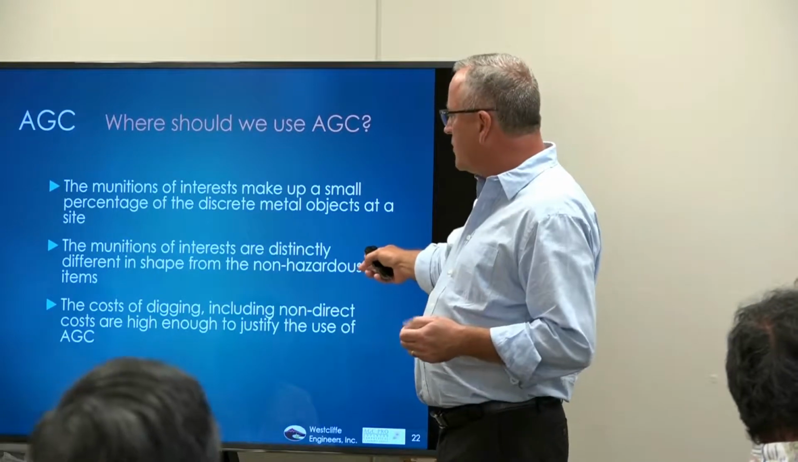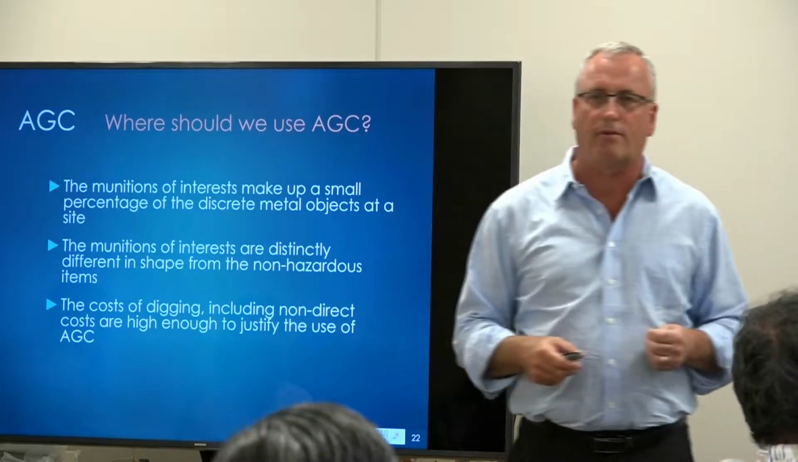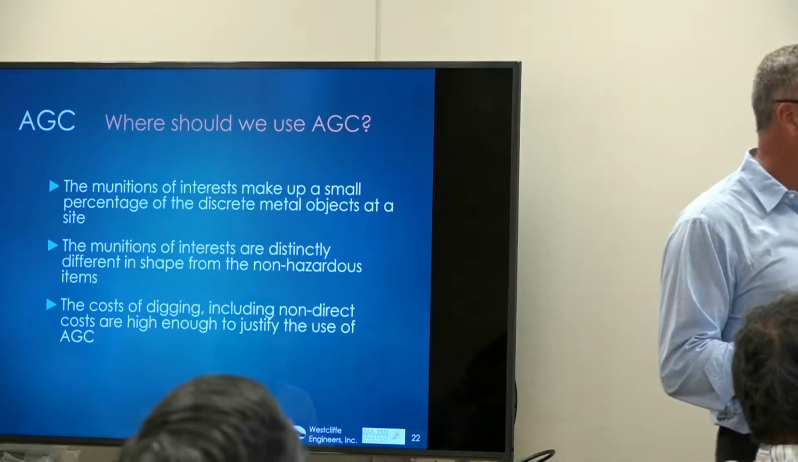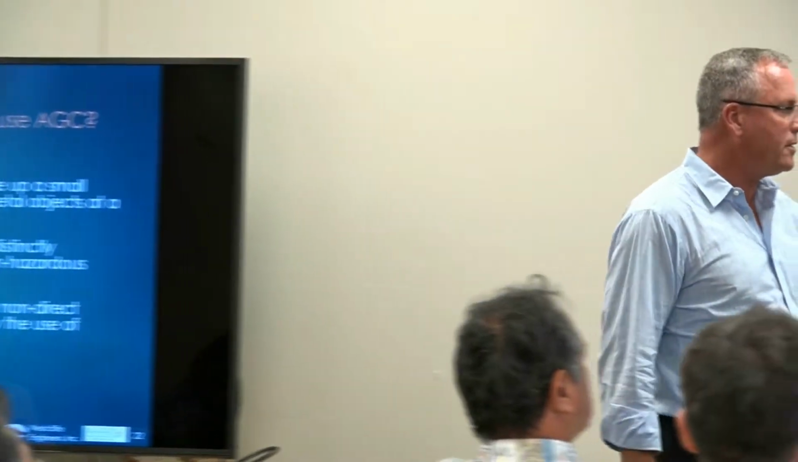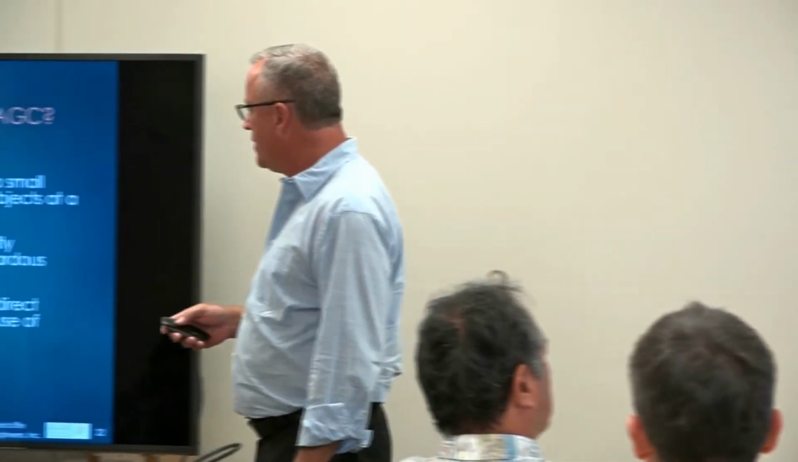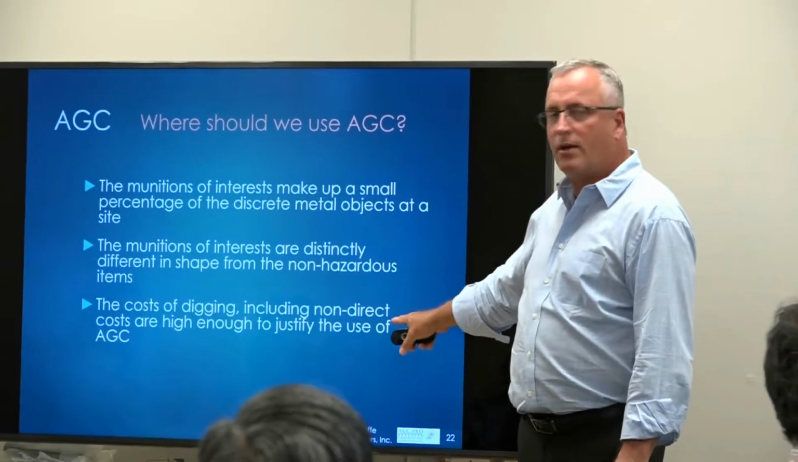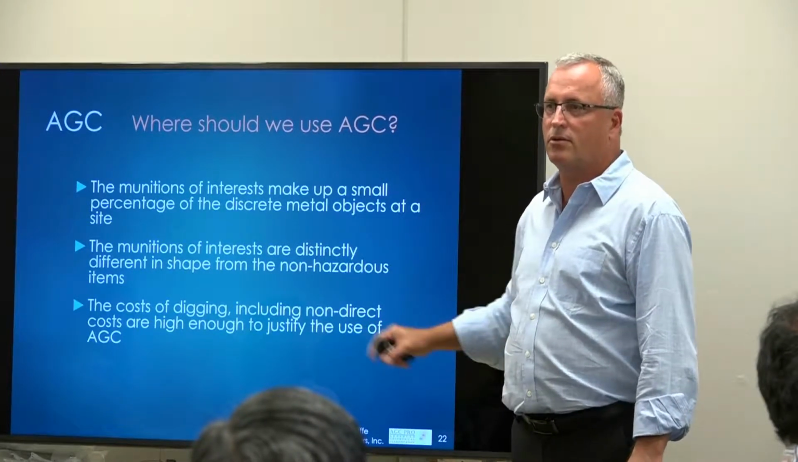And so to go with that, the munitions of interest have to be distinctly different in shape from the non-hazardous items. Or different in shape, or I should say in response, in derived response. That might have significant implications here, depending on what's happening with the geology. And then you have to be able to justify the use of advanced classification. Is it worth spending the money? Are you actually saving digs to do it? If it's not working, you're not saving digs. You shouldn't.